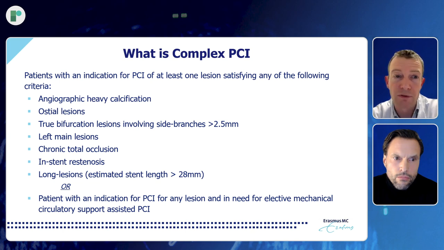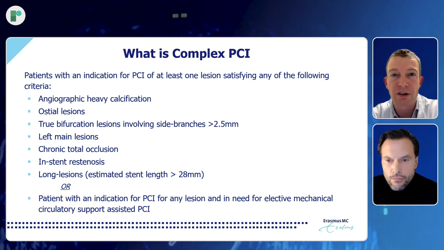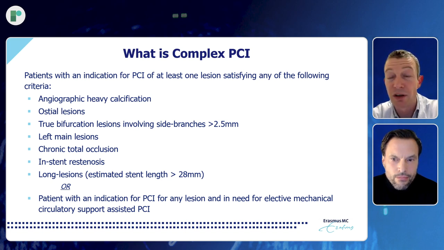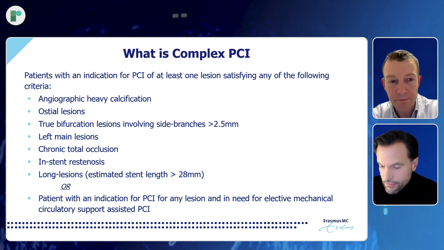Complex PCI also involves osteal lesions, true bifurcation lesions, left mains, and CTOs, as mentioned. In the past, you went to CTO congresses, a lot of tools and techniques, but virtually never you saw intravascular imaging. Whereas as of today, I don't think there are many CTOs performed across the globe without the use of IVUS. So that's really a specific interest for the use of imaging.